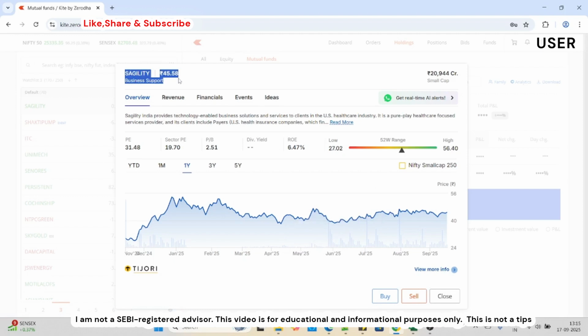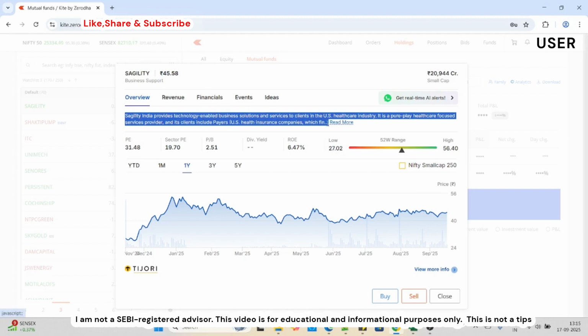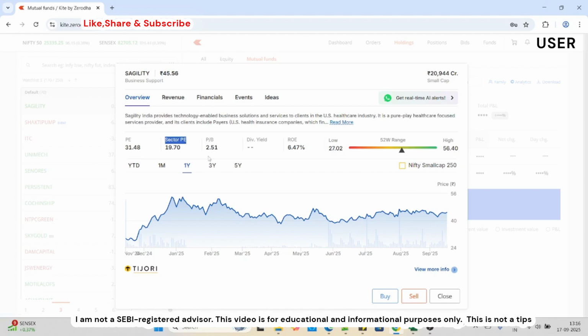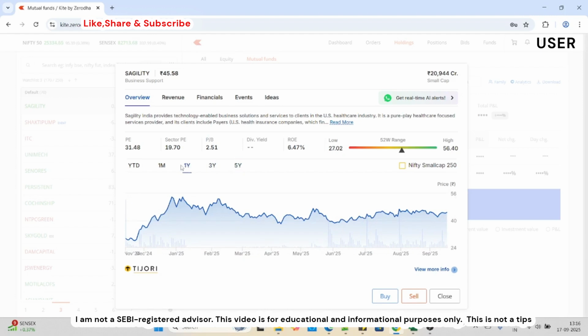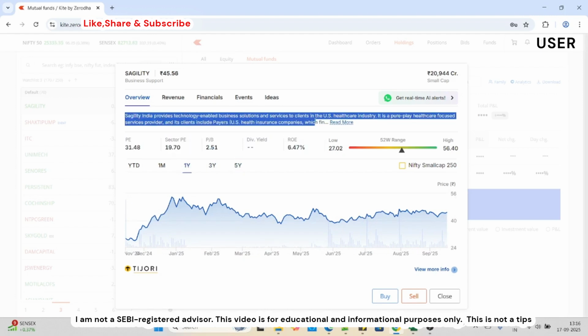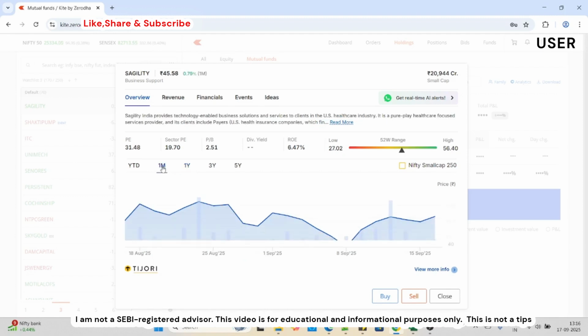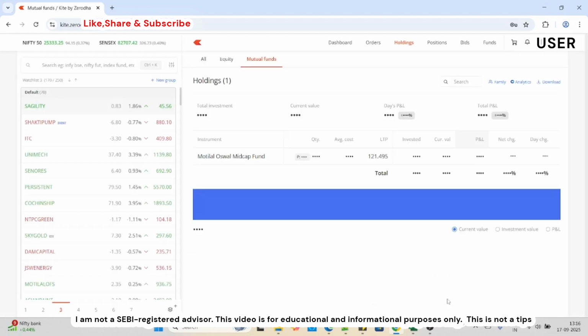For the basic check, here only you can check what the stock price is, what the details of the stock are, what the PE ratio, sector PE, and PB ratio are, and what the 52-week range is, whether it is low or high. You can also check the returns for 1 year, 3 years, 5 years. Currently, maybe this stock is recently listed. That's the reason it's not showing any returns here. Okay, I'll choose another stock.